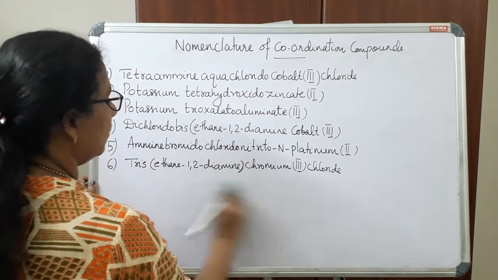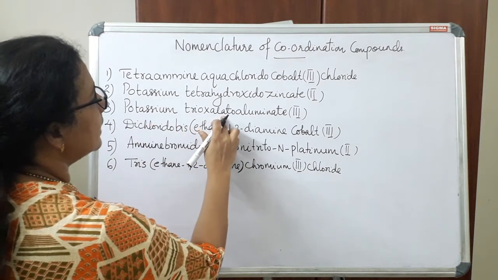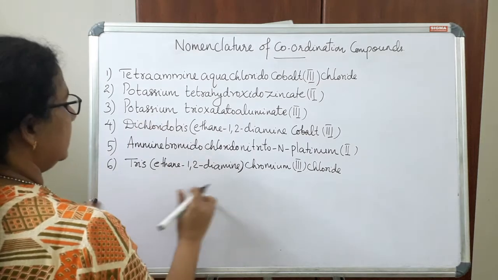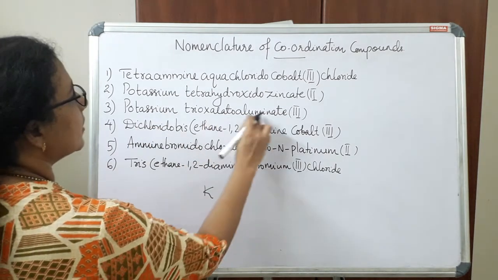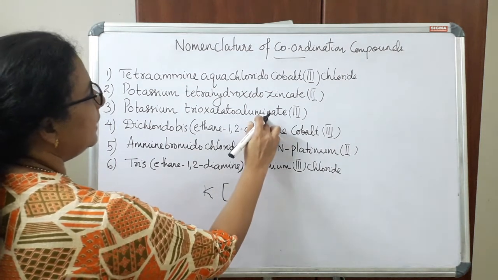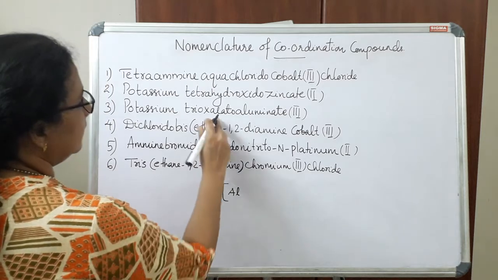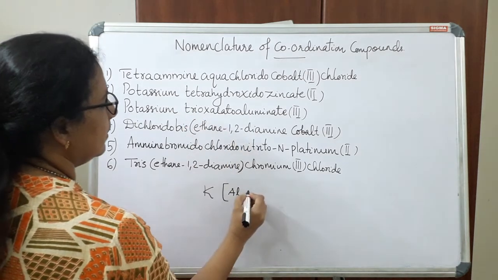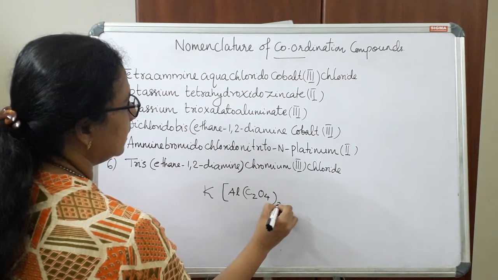Then comes the third compound. The third compound is again potassium trioxalatoaluminate(III). Here also the cationic part is potassium, it is K. Then comes the complex part, having aluminate, so aluminium is the central metal. Then we write the ligands, trioxalato. Oxalate is C2O4, 3 in number.